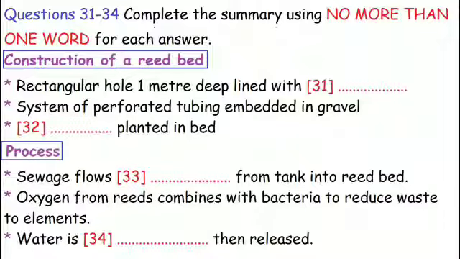First of all, an artificial marsh is created. To do this, holes are dug about 1 metre deep and usually rectangular in shape. They are then lined with clay or plastic, and the liner is covered with gravel. After that, a system of tubing is laid, with holes in it, and more gravel is added to cover that. Finally, reeds are planted in the bed.